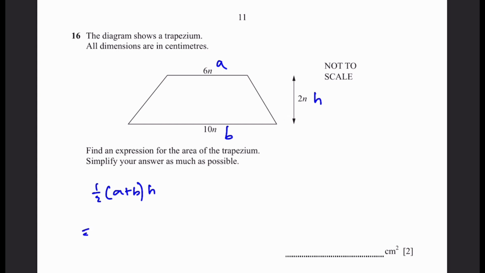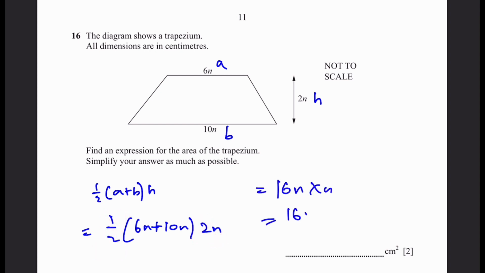So that'll be half times 6n plus 10n times 2n. So this will cancel, so there'll be an n here. That'll be 16n times n, 16n squared. And 16n squared, remember it's in centimeters squared as given there.